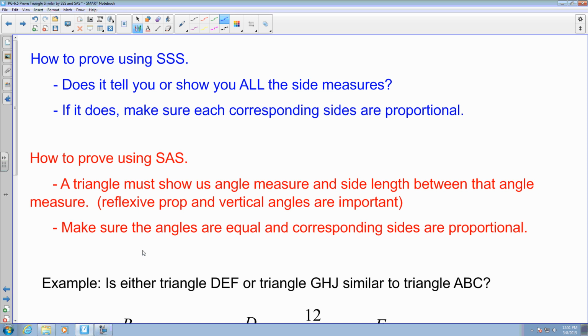If it doesn't show us the angle measure, maybe we have to take a look at other properties. So like the reflexive property and the vertical angles property are important in this particular instance, because even though they don't show us it directly, we can use those properties to say, yes, those angles are congruent. And then you're going to make sure the angles are equal and the corresponding sides are proportional.